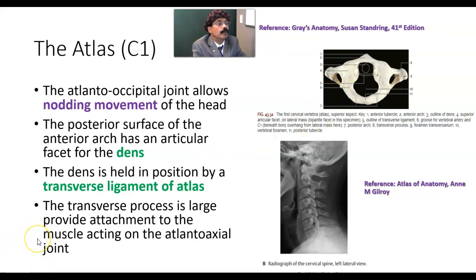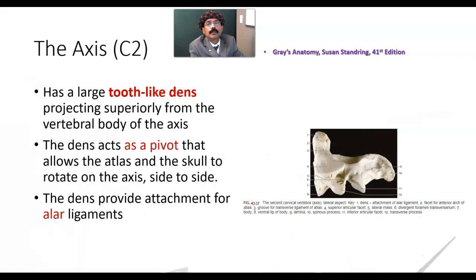Okay, so this is the site. This part is related to the vertebral artery and the C1 nerve here. Okay, axis. It has a large tooth-like dens. Okay, this is a tooth-like process.